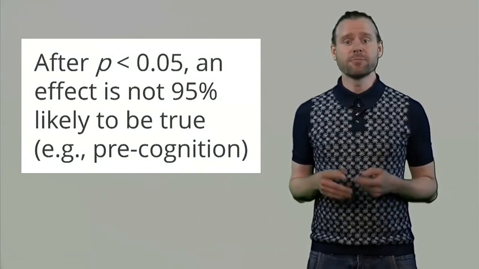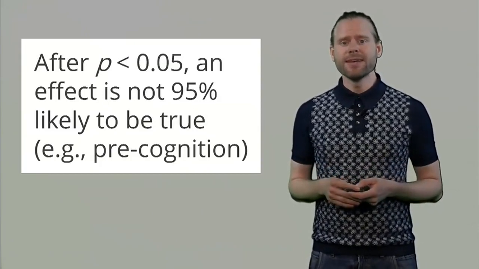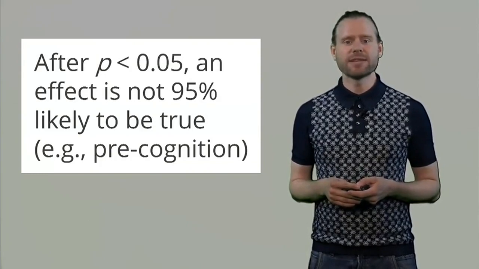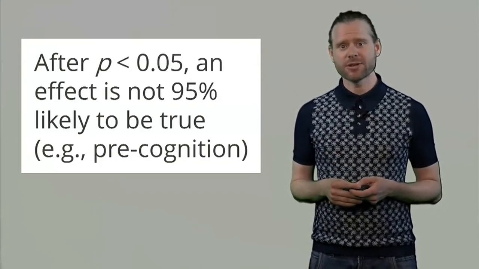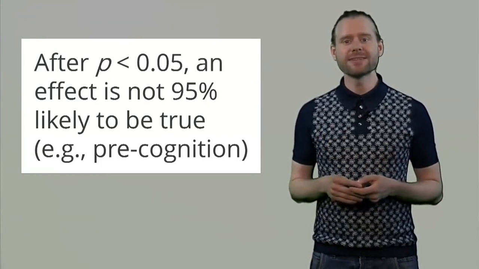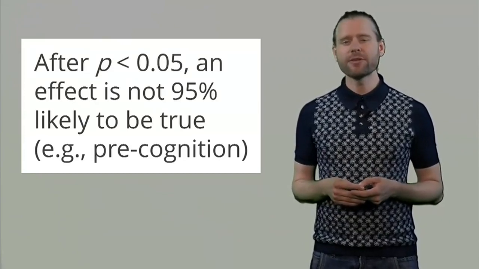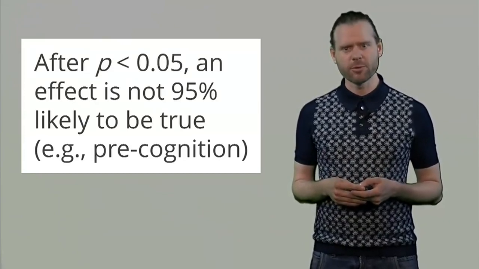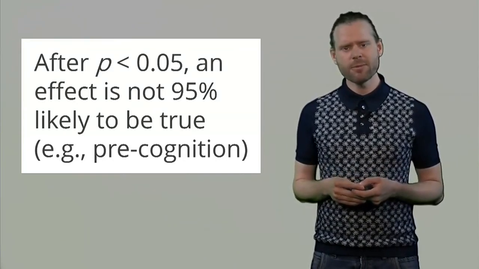After you have observed a p-value that's smaller than 0.05, for example, an effect is not 95% likely to be true. Think about precognition research. Let's say that I present one study to you where you find a statistically significant effect of precognition. After this, do you really think it's now 95% probable that precognition exists? Probably not.